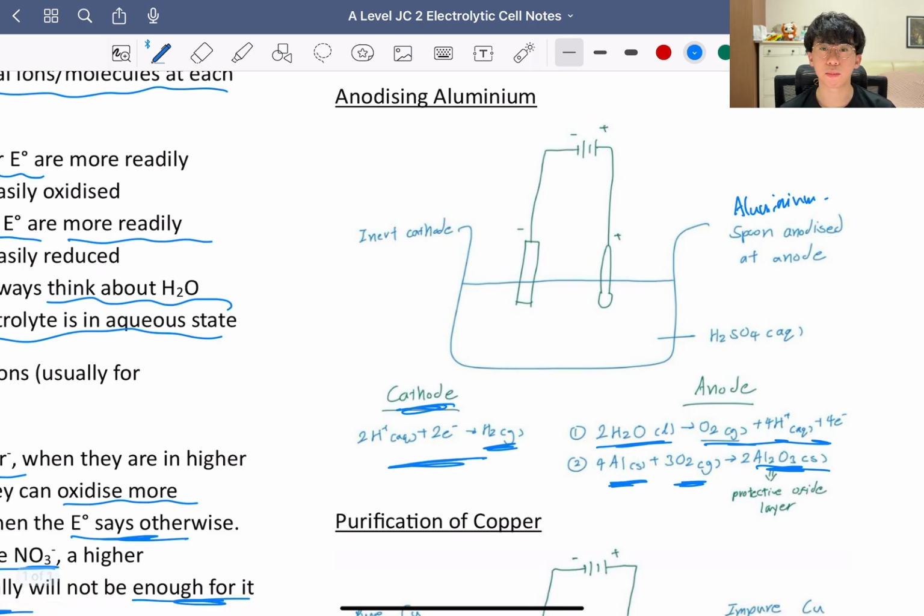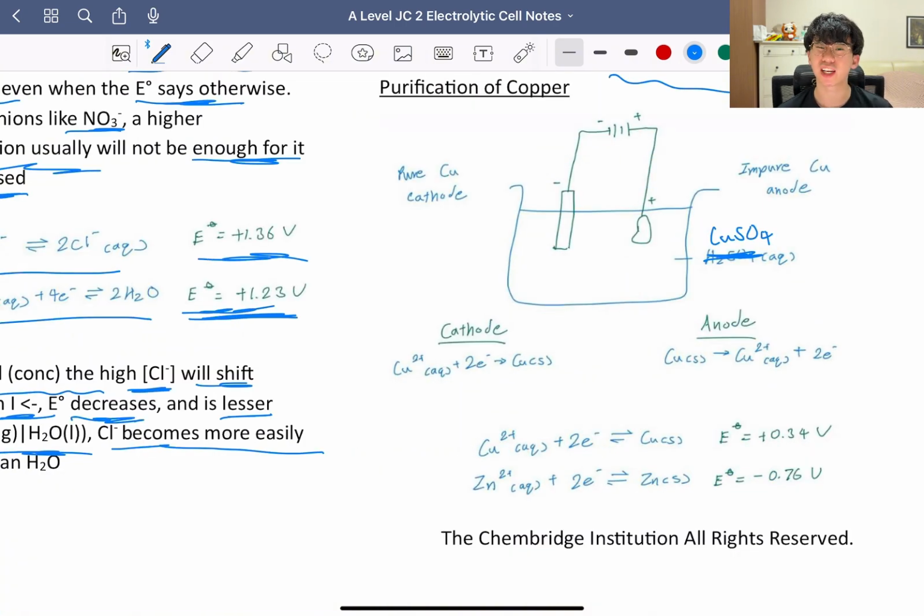Now I would advise that you memorize these equations because they could easily be tested and you'd be, in general, asked what is anodizing aluminium, and you have to draw a setup and write the equations that happen at each of the electrodes. The next application of electrolysis is the purification of copper.